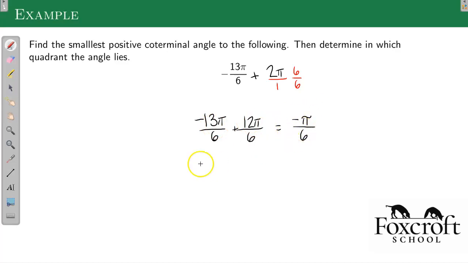And it's still negative, so I need to do this again. And again, I would need to add 2 pi, but we know 2 pi is the same as 12 pi over 6, so I'm just going to write 12 pi over 6 again. So I can use that any time the bottom is 6, and I get 11 pi over 6. And 11 looks like too big of a number to have in these fractions, but 11 over 6 is 1.8, and that's smaller than 2, so this actually is in my first revolution of the unit circle, and that's my final answer.